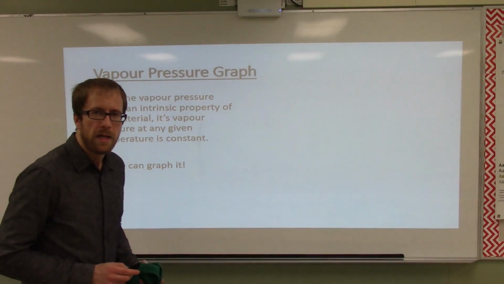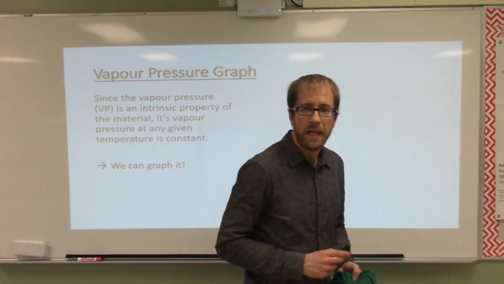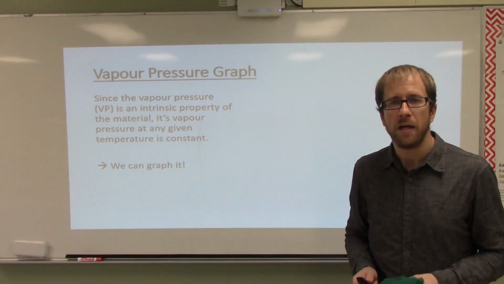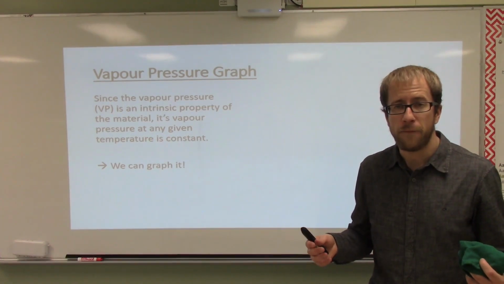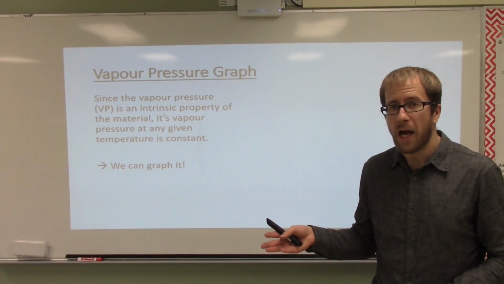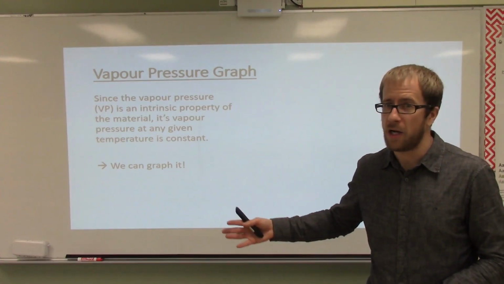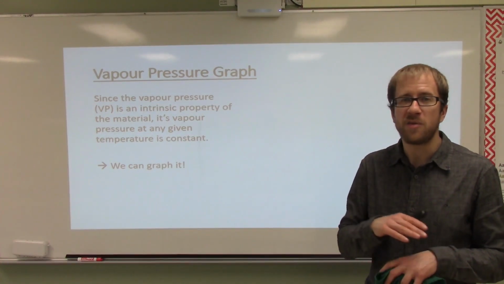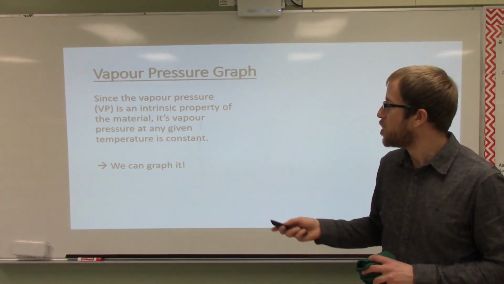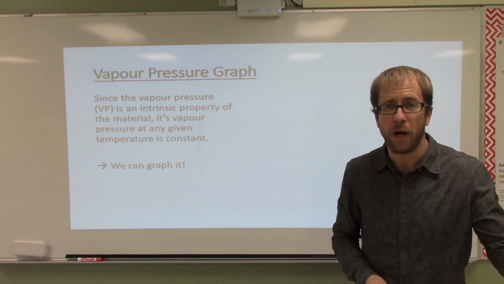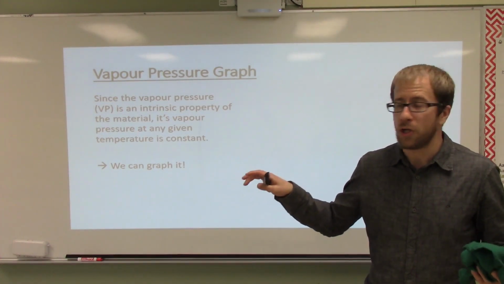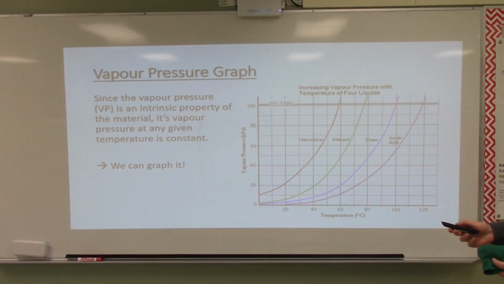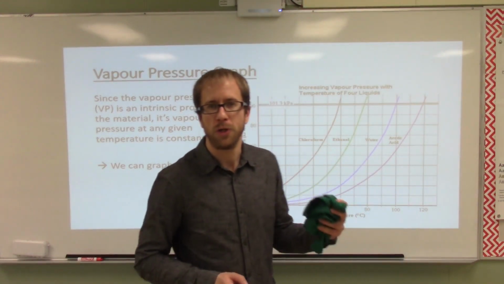So, since vapor pressure is a physical property, something that is intrinsic to your material, right? If you have water at 1 atmosphere of pressure, it will always boil at 100 degrees Celsius. If we lower the pressure to half that, it will always boil at some temperature. So we can graph that, because for any given pressure, there will be a temperature at which that substance will boil. And these are going to be your vapor pressure graphs.